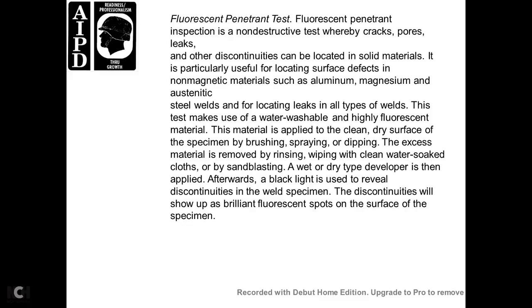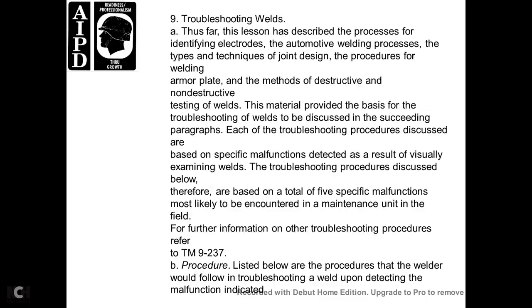Fluorescent penetrant test. The fluorescent penetrant test is a non-destructive test in which cracks, pores, leaks, and discontinuities can be located in solid materials, particularly non-magnetic materials such as aluminum, magnesium, and austenitic steel welds. It is also used for locating leaks of all types. This test makes use of a water-washable, highly fluorescent material applied to a clean, dry surface of the specimen by brushing, spraying, or dipping. The material is removed by rinsing or wiping with a cloth soaked in clean water, or by sandblasting. Wet or dry developers are then applied afterwards. A black light is used to reveal the discontinuities of the welded specimen, which appear as brilliant fluorescent spots on the surface of the specimen.